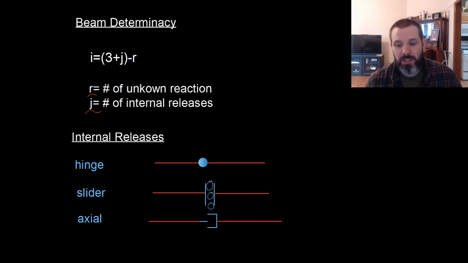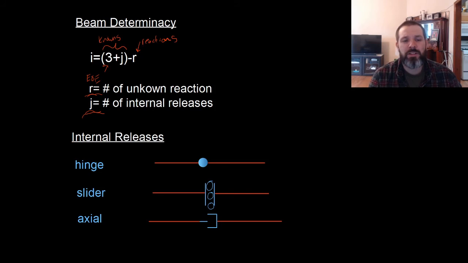Beams have determinacy just like trusses, but beams are a little more complicated. The equation to figure out the determinacy of a beam is I equals 3 plus J minus R, where R is the number of unknown reactions and J is the number of internal releases. 3 gives us our three equations of equilibrium. J is the internal releases, R is the reactions. 3 plus J are our knowns or equations. R is our unknowns, which are the reactions.